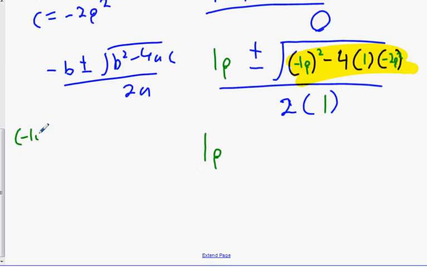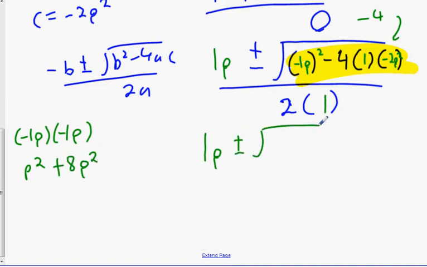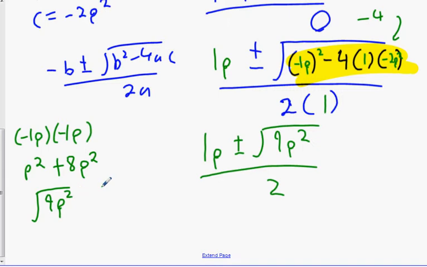Now, minus 1p by minus 1p. Anybody? p squared, yeah? And then 4 times 1? Minus 4. What's minus 4 times minus 2? Minus 2p squared, which is 8p squared. Plus or minus the square root of 9p squared. That's workable. Okay. What's the square root of 9p squared? What number multiplies itself to give you 9p squared? 3p.